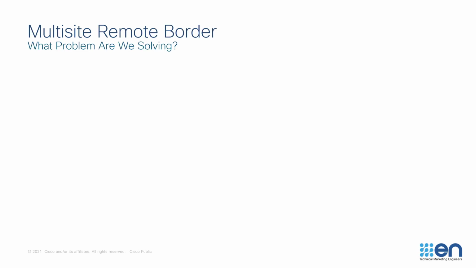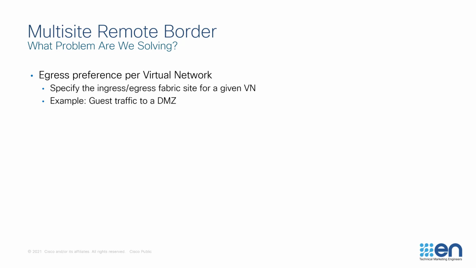What problem is the Multisite Remote Border feature solving? Well, this feature provides an egress preference for a given virtual network. It specifies that a certain fabric site is going to be the ingress and egress location for that traffic. For example, guest traffic can be sent directly to the DMZ location. This is a very common network requirement. In SD Access, we can also provide you the same capabilities.